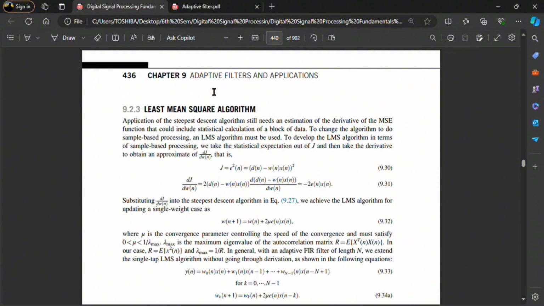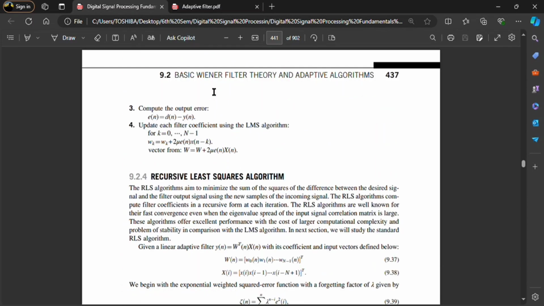The LMS algorithm is developed in terms of sample-based processing. We take the statistical expectation out of J and then take the derivative of both, approximated by dJ divided by dW. That is, here you can see the equations of these filters.